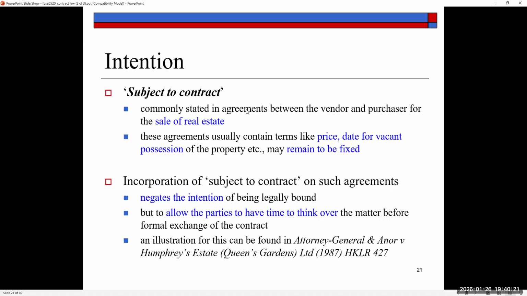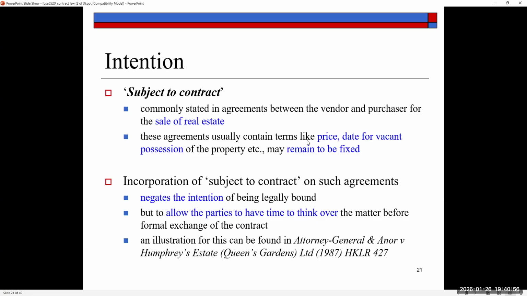In some contracts, during the drafting and negotiation process, you may come across this statement or phrase saying this contract is not yet a formal contract. It is subject to contract. It is commonly stated in agreements between vendor and purchaser, for example, for sale of real estate or a property. These agreements usually contain terms like price, while dates for vacant possession may remain to be fixed.